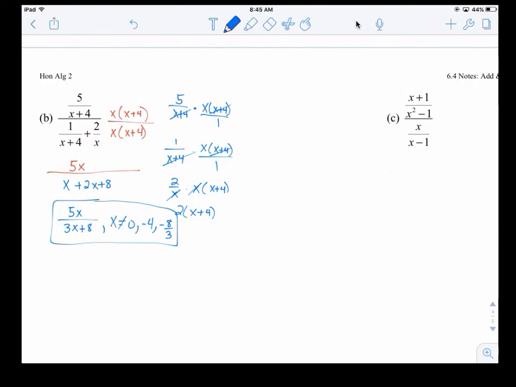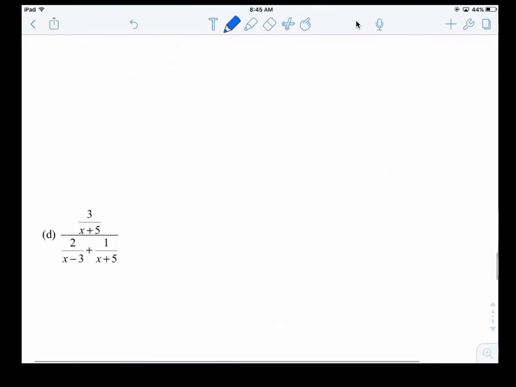All right, so see if you guys can come up with the answers for C and D.